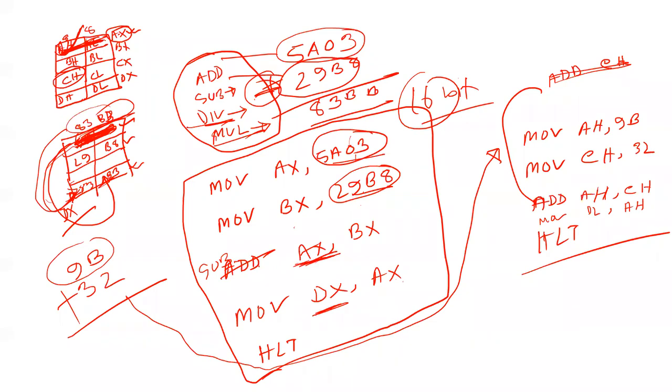H means high order and L means low order. High order 8-bit and low order 8-bit. And AX is the full 16-bit. If you use 16-bit, then AX. But if you use the high order 8-bit, this is AH. Or if you use the low order 8-bit, AL. Any. This is 8-bit, this is also 8-bit. Both are 8-bit. Okay. Clear?